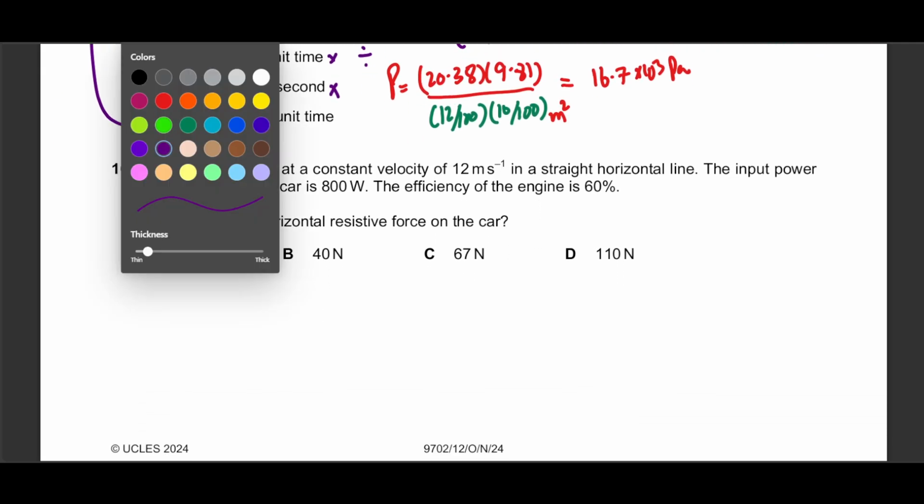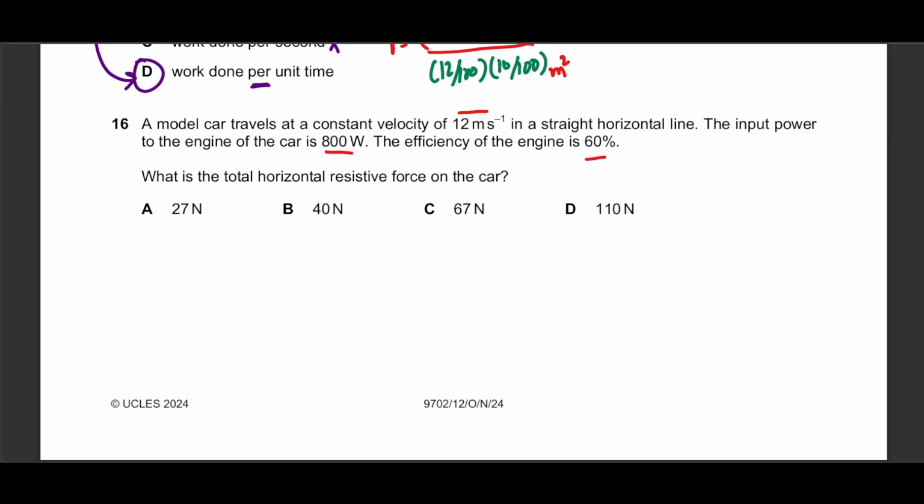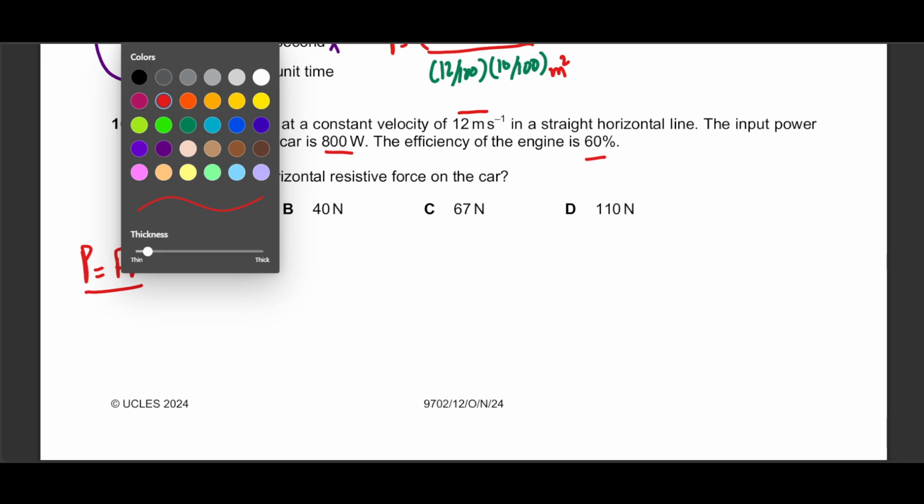Question number 16. He says that a model car travels at 12 meters per second in a straight horizontal line. The input power is 800 watts. The efficiency is 60%. What is the total resistive force? The formula that we're going to use for this question is actually power equals force into velocity. The formula is very simple, but the problem is how to apply this. The application is the problem.